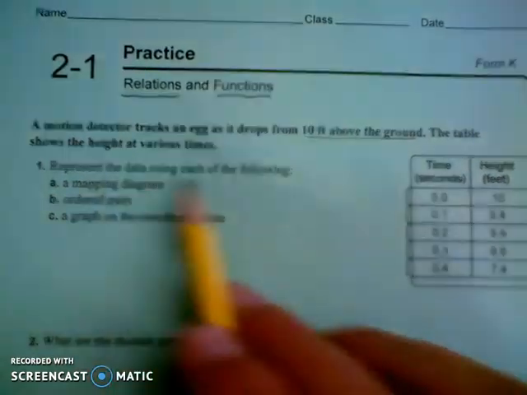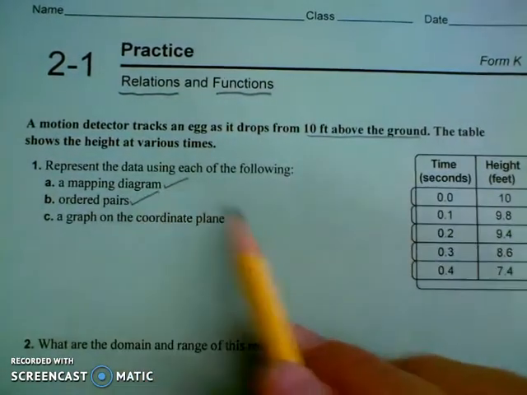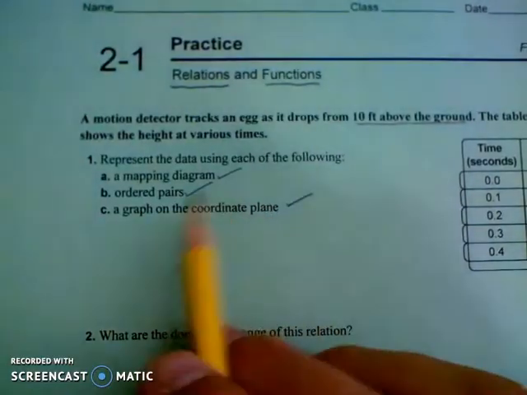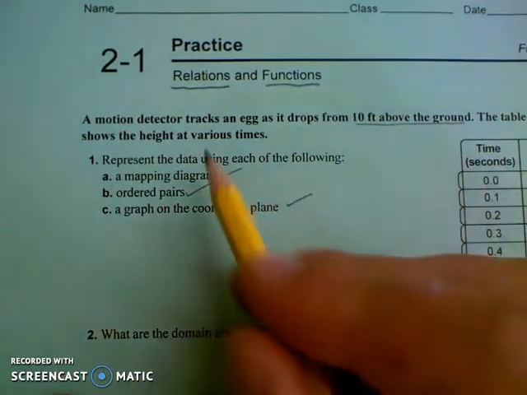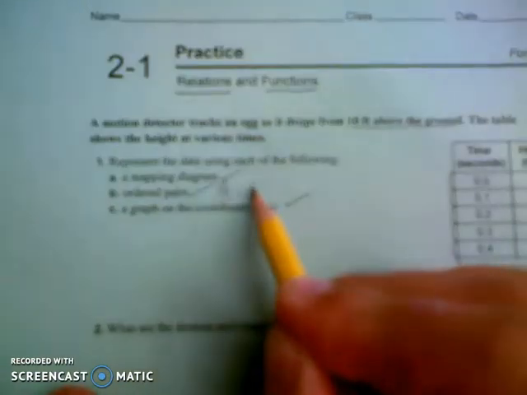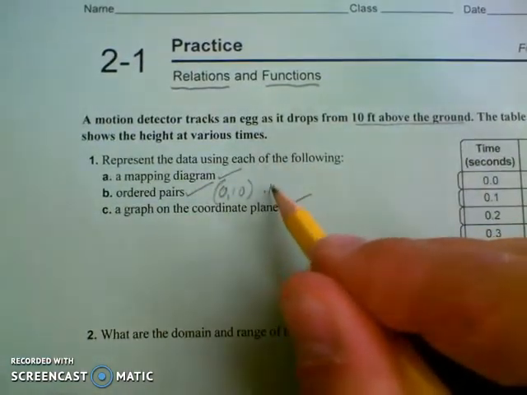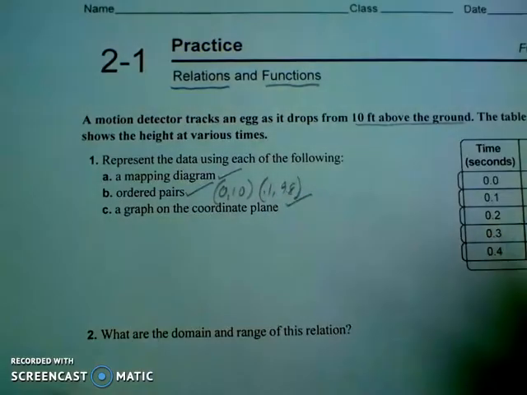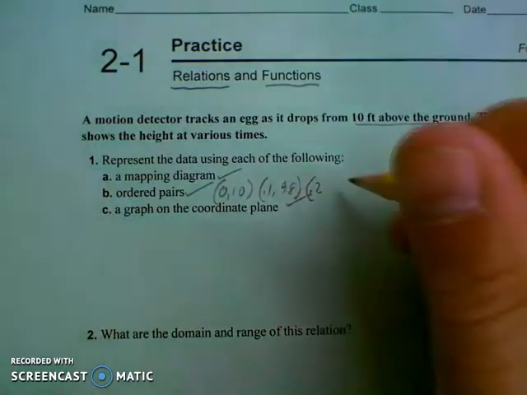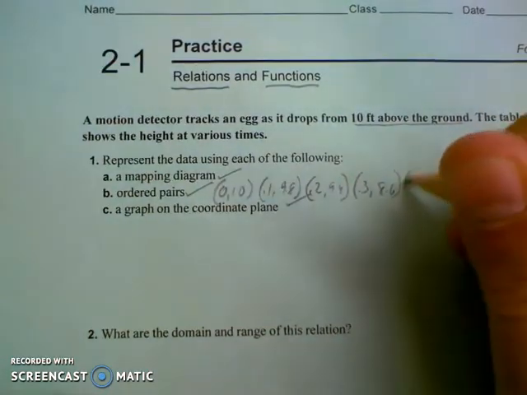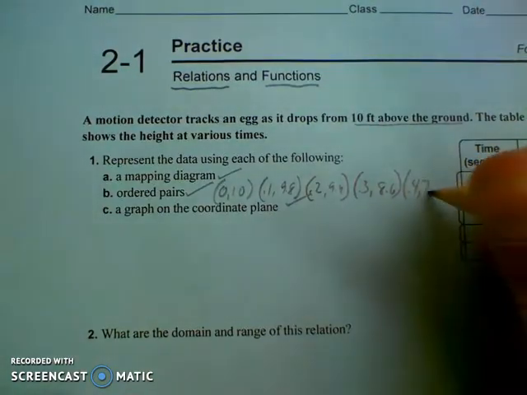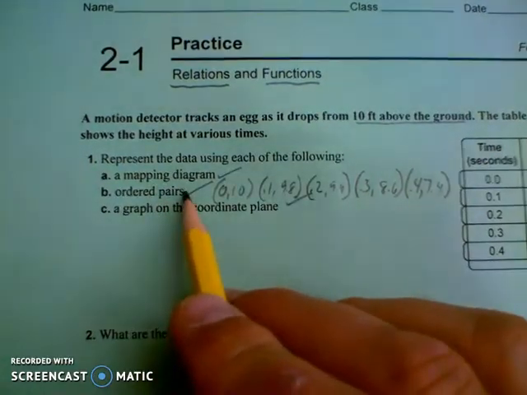We also have to represent the data by using a mapping diagram, ordered pairs, and a coordinate plane. So I'm going to show you all 3 of those. First, let's do ordered pairs to get that out of the way. So the first one is 0 to 10, so the ordered pair is (0, 10). Second one is (0.1, 9.8). And so on. (0.2, 9.4), (0.3, 8.6), and (0.4, 7.4). So we have the ordered pairs finished.